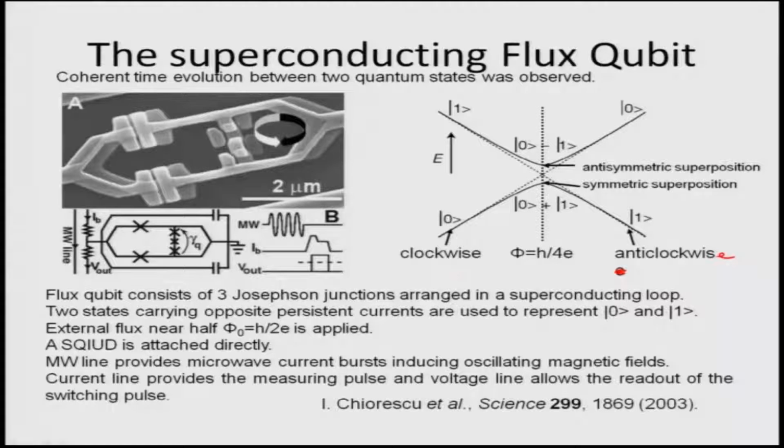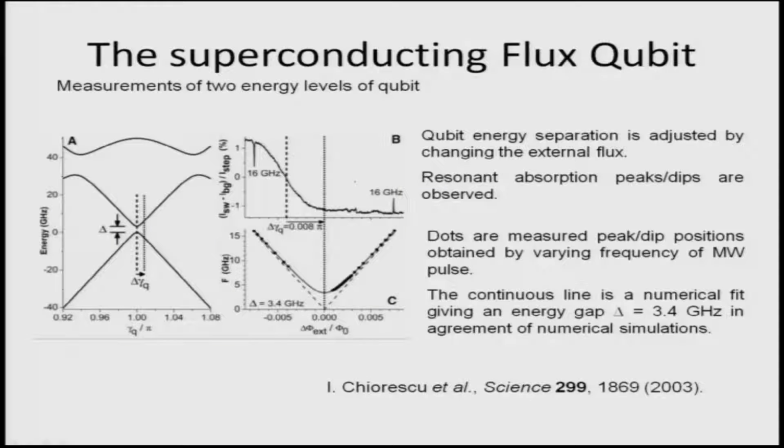This is a technique which was discussed in this article which is shown here, and as can be seen, it is a very small device, 2 microns being a representative size dimension. So, roughly this whole process occurs in a zone which is a few microns only. The flux qubits are being measured in terms of the two energy levels of the qubit. The qubit energy separation is adjusted by changing the external flux.